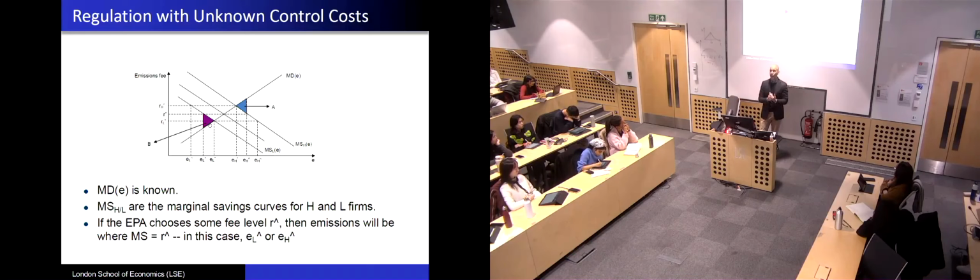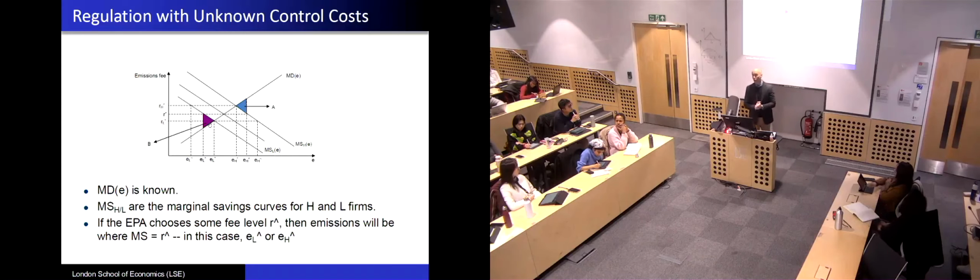And the problem that we have here is that we just don't know what type of firm we have, in the sense of whether it's a high cost polluter, meaning that it's very expensive for them to reduce their emissions, or a low cost one. So we have two different marginal savings. This is for the high cost polluter. This is for the low cost polluter.